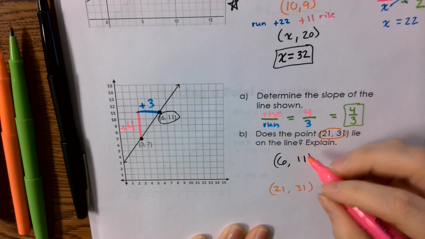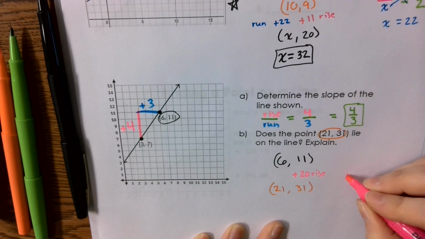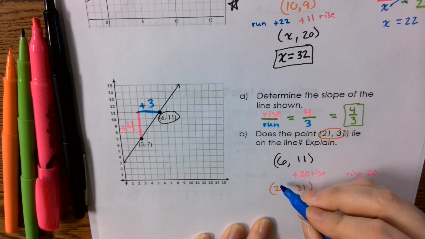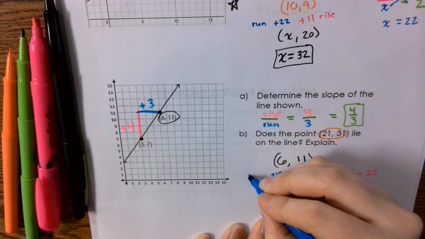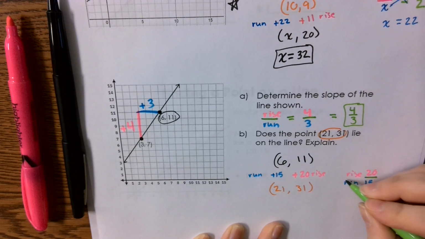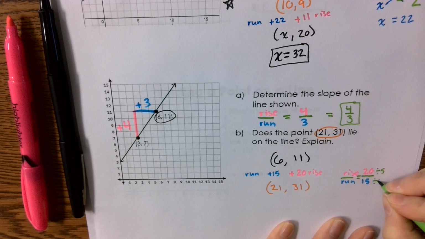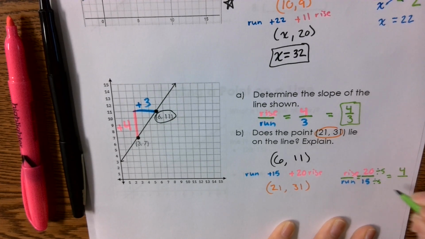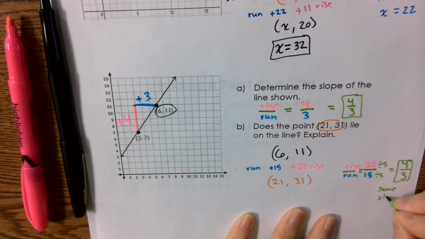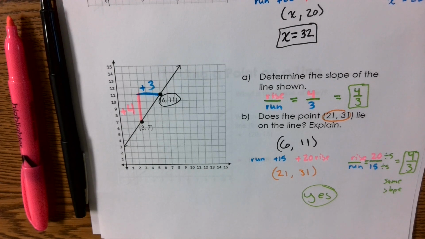Okay, so for my rise, I'm going from 11 to 31, so I increased by 20. So my rise was 20. For the run, I went from 6 to 21. I increased by 15 for my run. So my run was 15. So we now have 20 over 15. They both happen to be divisible by 5. 20 divided by 5 is 4. 15 divided by 5 is 3. I got 4/3. That is the same slope. So then yes, this is going to be a point on the graph. 21, 31 is a point on that graph.